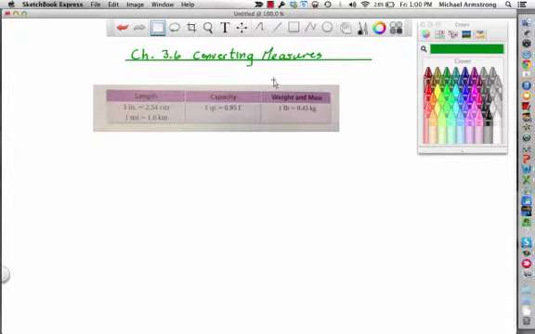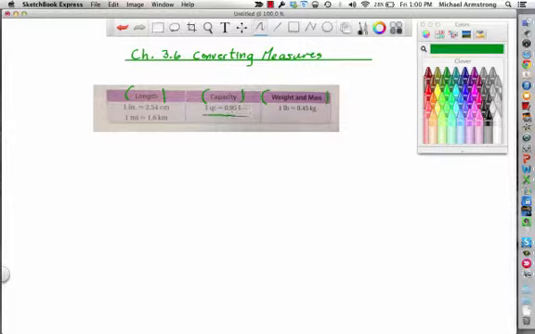Okay, chapter 3.6, converting measures. This is an important section. You notice we've got length here, we've got capacity, and we've got weight. And the first example talks about capacity.